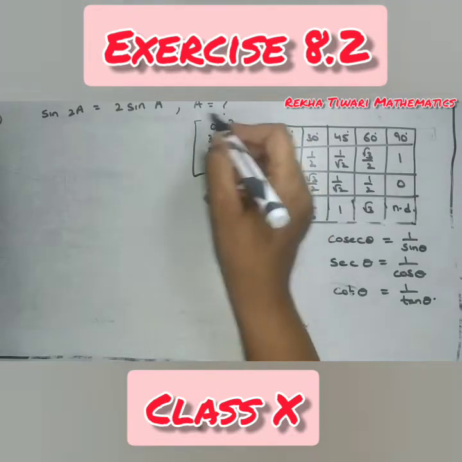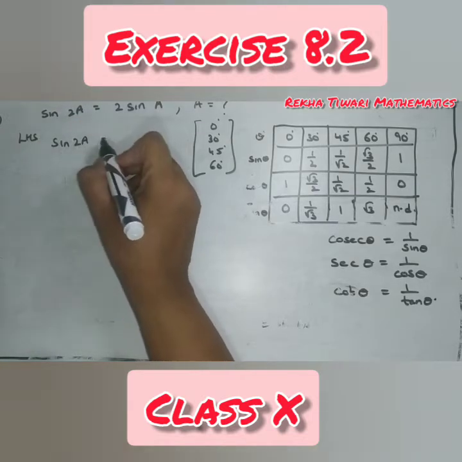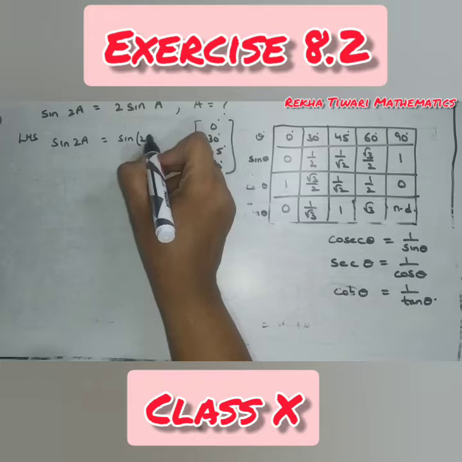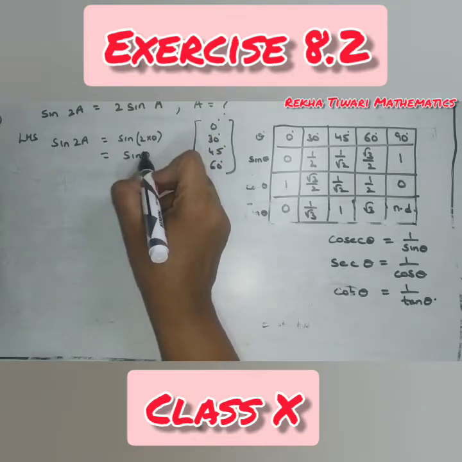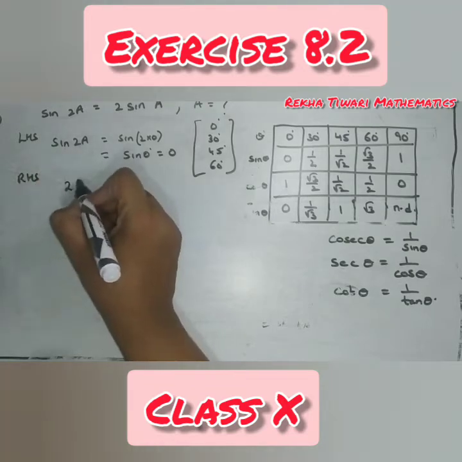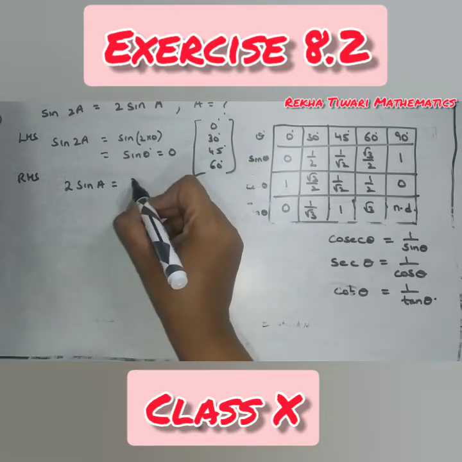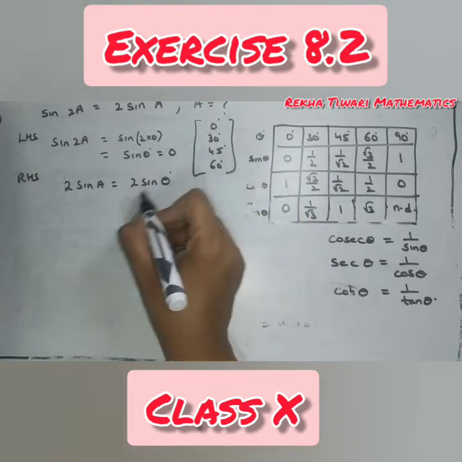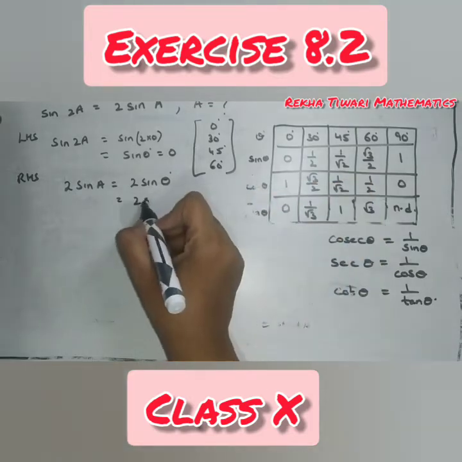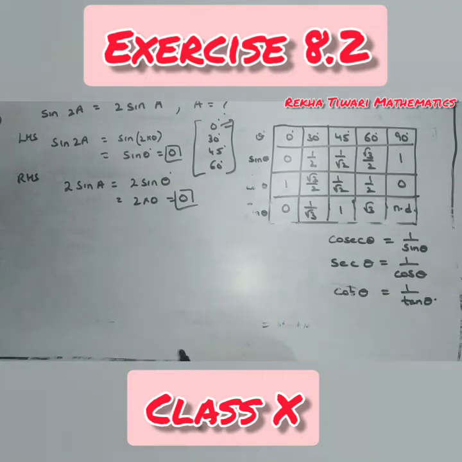So let us put 0 in LHS. LHS is sin 2a. This means sin 2 into 0, which is sin 0. And what is the value of sin 0 degree? It's 0. Move to RHS, 2 sin a. In place of a, I am putting 0. I have taken the first option. So 2 sin 0 degree. Sin 0 is 0, so 2 into 0 becomes 0. Yes, the first option is correct. No need to check the rest of the parts. If you check the rest, it will become false.